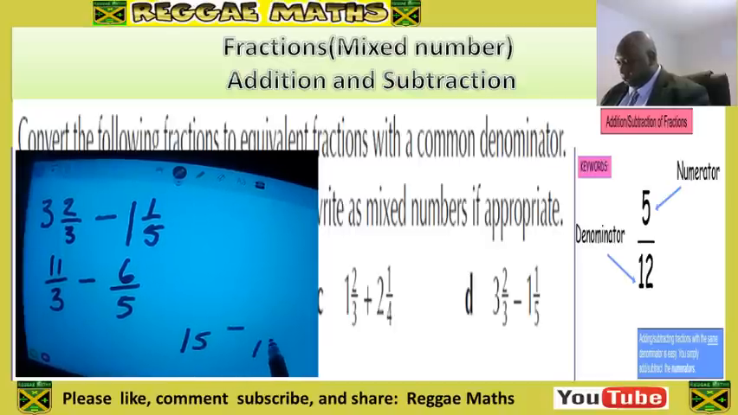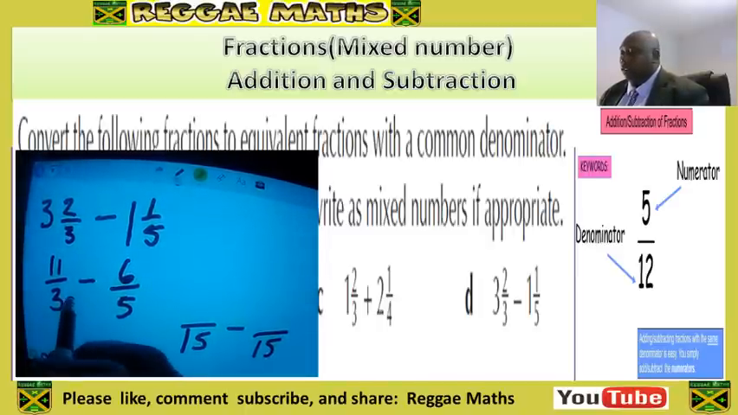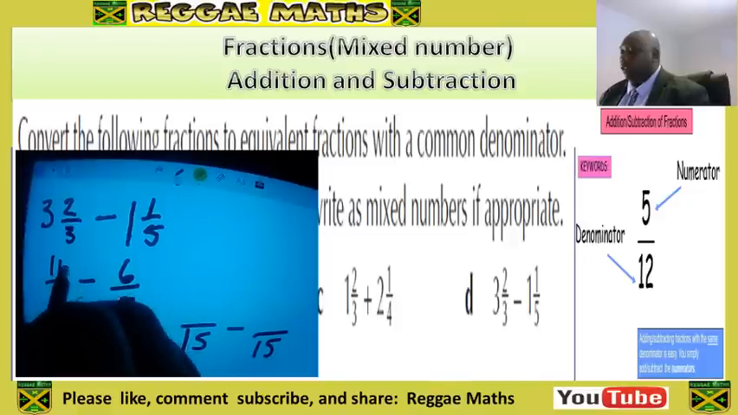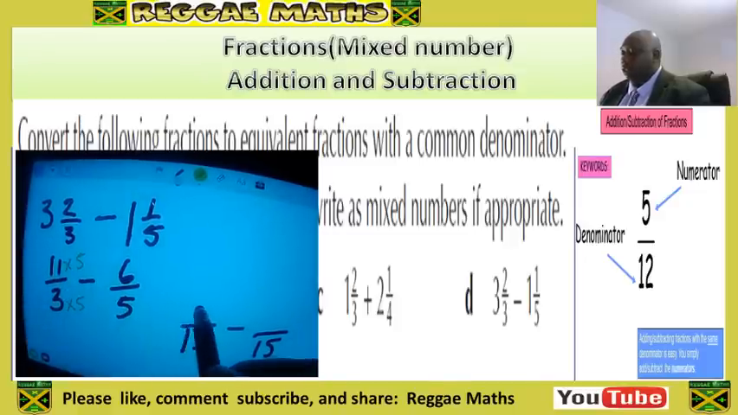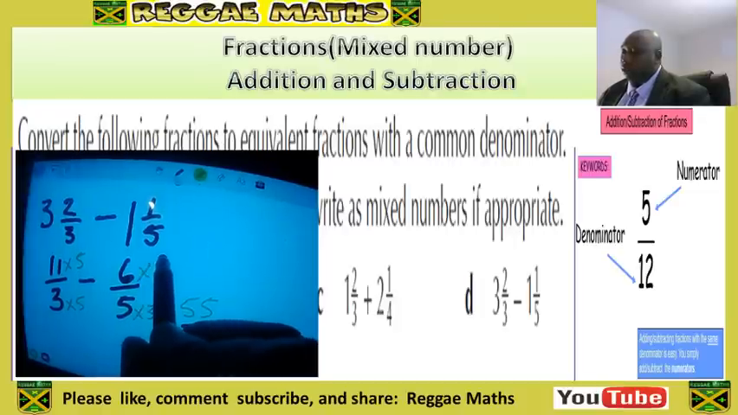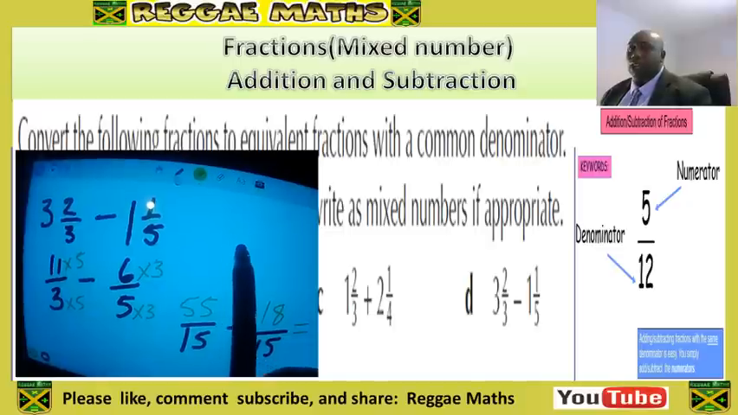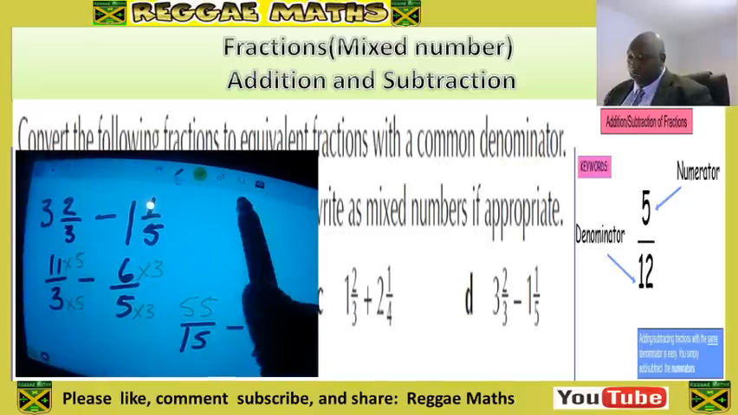Take away 15. So what did I do here to get 15? 5 times 3 is 15. So 5 times 11 is 55. 3 times 5 is 15. 3 times 6 is 18. So the denominator remains the same.